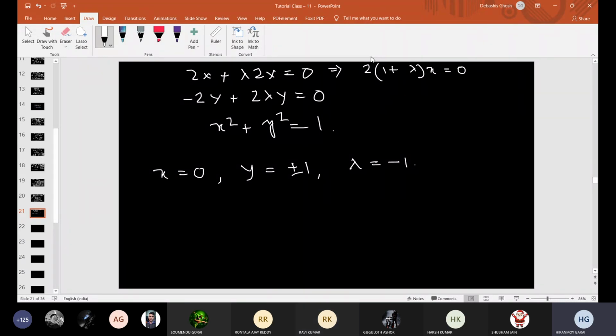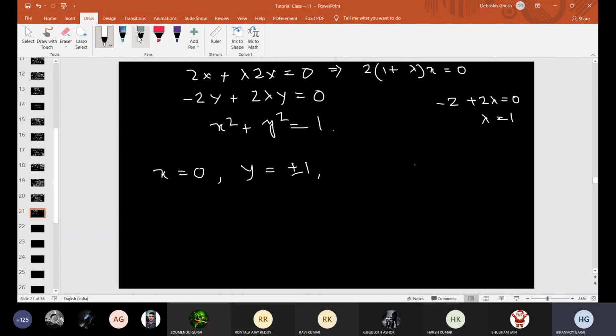Now we are going to find out the lambda value from this equation. Let's see what is going on. Then it will be clear to all of us. So if you consider that y equals 1, we are getting minus 2, and plus, that is why we have considered plus 1. So plus 2 lambda equals 0. So lambda comes to 1.